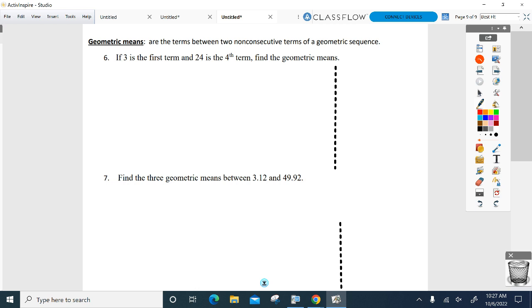So here you go. First term is 3. And you know the fourth term is 24. What about the 2 in the middle? We did this for arithmetic, but now we're going to do it for geometric. What are those 2 terms in the middle without guess and checking?